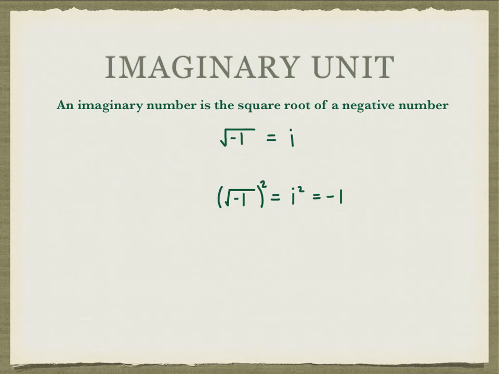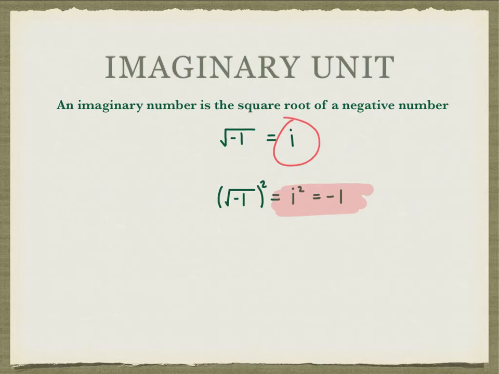What makes a number complex is this imaginary unit. So an imaginary number is the square root of a negative number. We can't have negative numbers under our square roots, because that does not give us a real answer. It gives us an imaginary number, which is this i here. So the i is what makes it imaginary or complex. Another important thing to note from this page is that i squared is equal to negative 1.